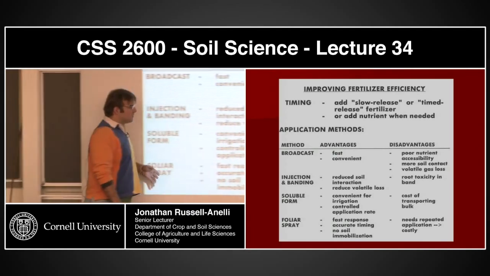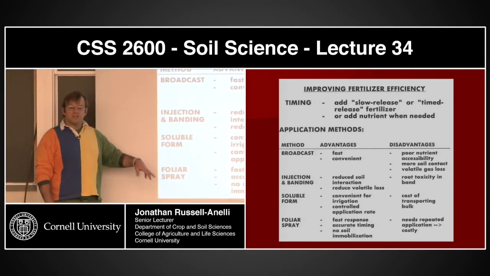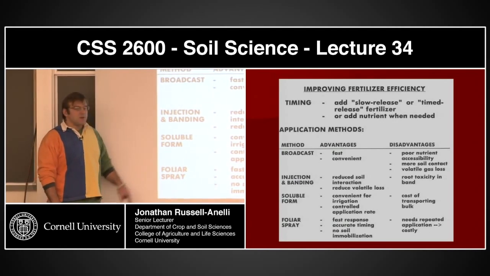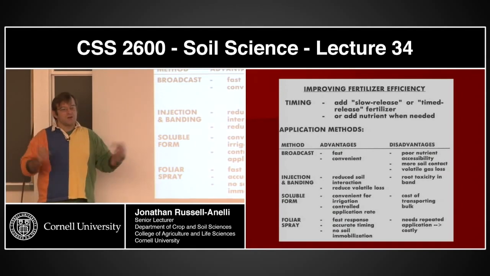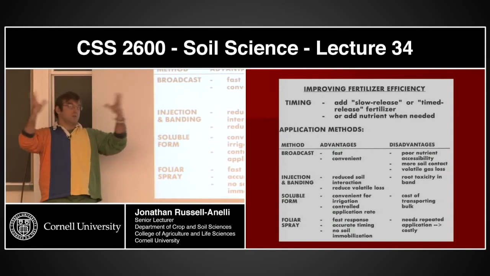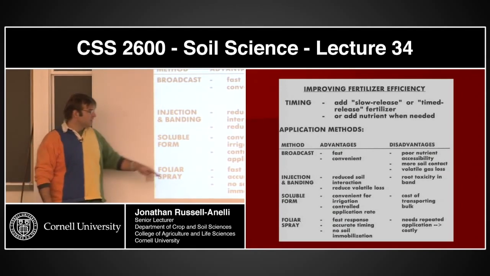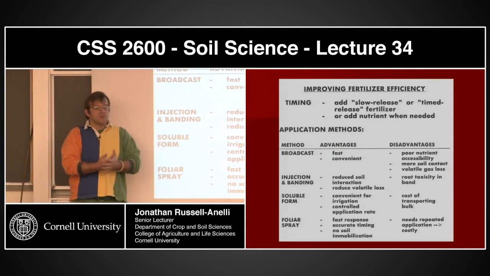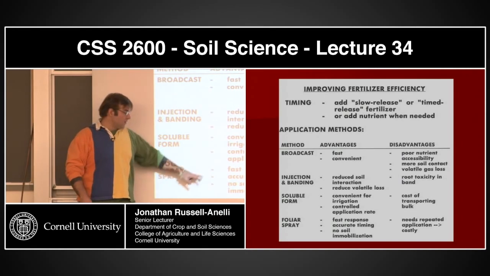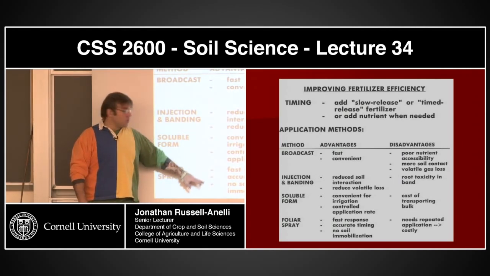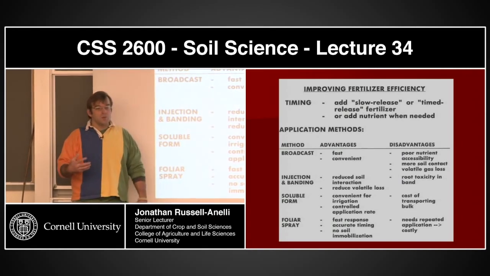Last one, and we don't really do this a lot around here, but it is done a fair bit, is basically foliar sprays, where you're literally spraying, instead of putting it on the ground, you're literally spraying it onto the plants. Generally because it's going right onto the plant, there's a fast response. And because you're doing the spraying, you get really accurate timing. You don't have to deal with the soil immobilization.